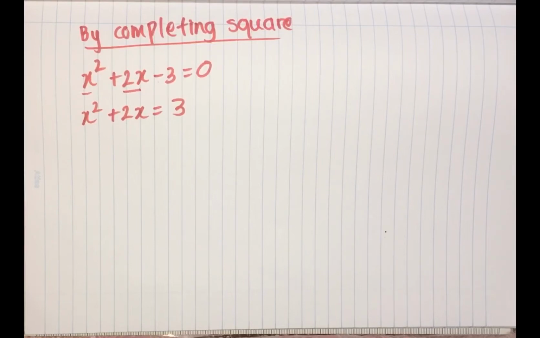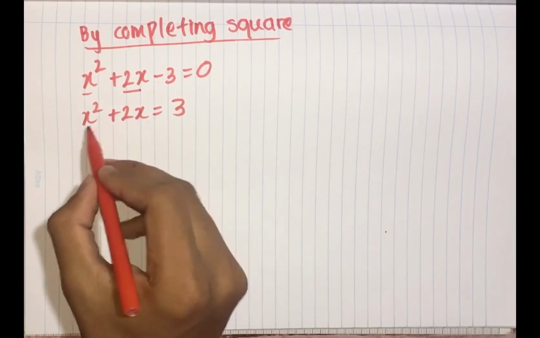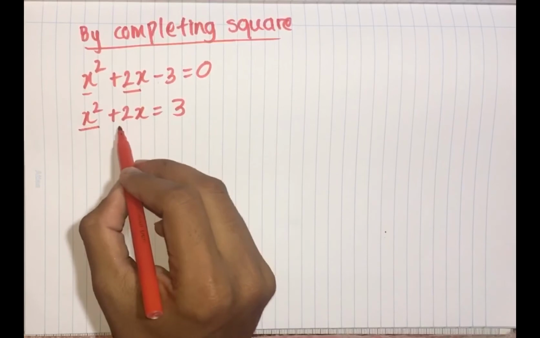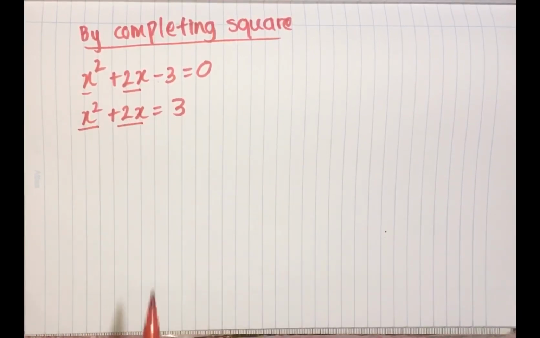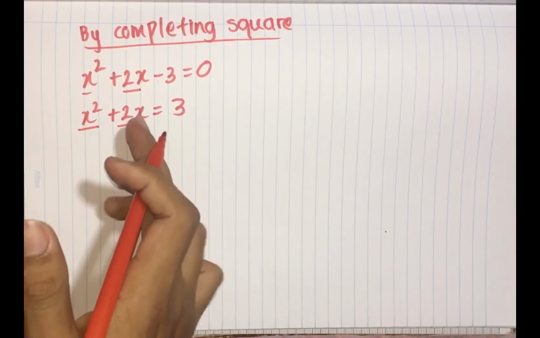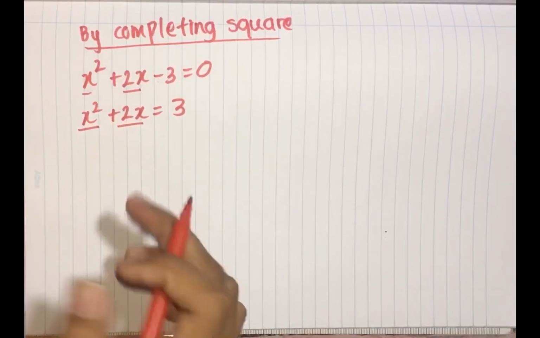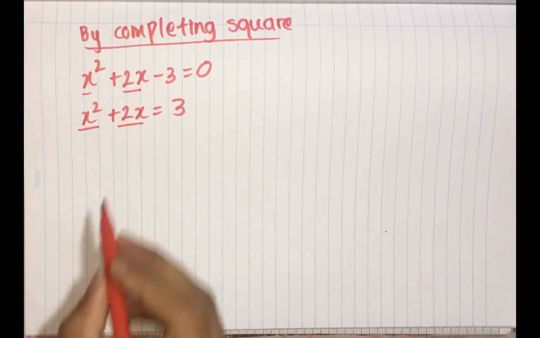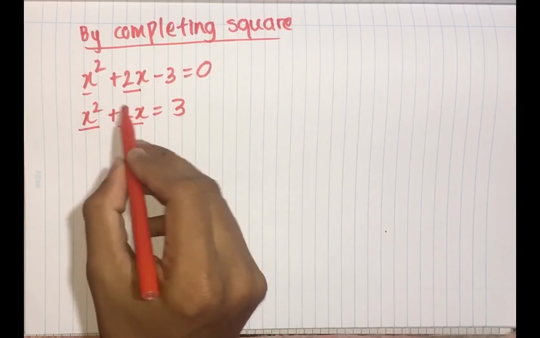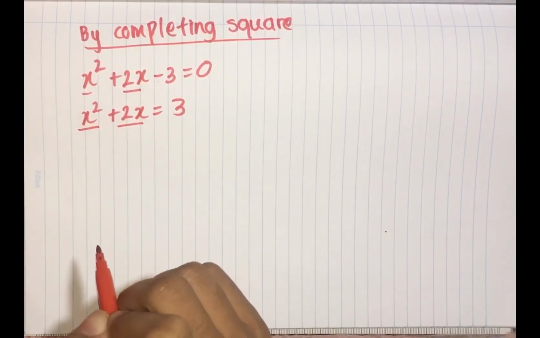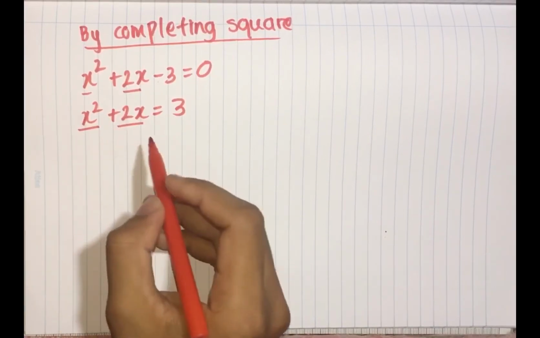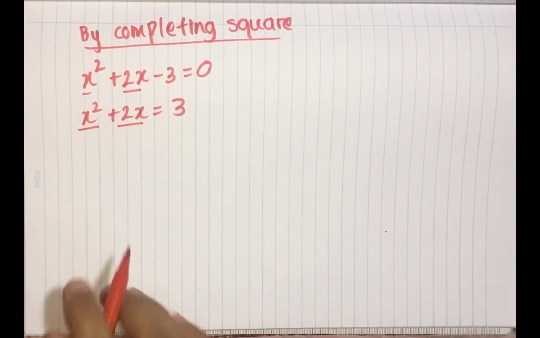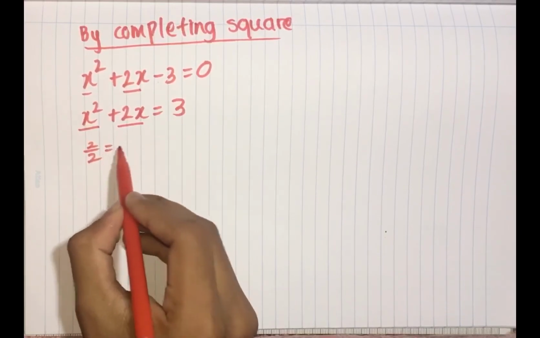Next, the x squared term is here. What is the x term here? You have 2x. What is the coefficient of the x term? That is 2. Now you have to take half the value of the coefficient of x. Half the value of the coefficient of x means you always divide this coefficient by 2. That is 2 divided by 2, which gives you 1, right? I'll write it here. That is going to give you 1.